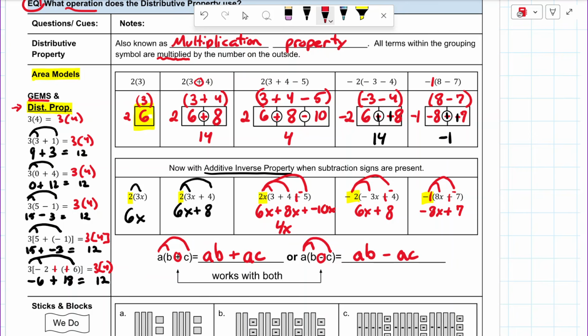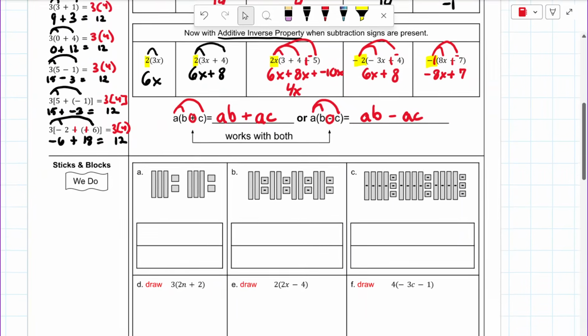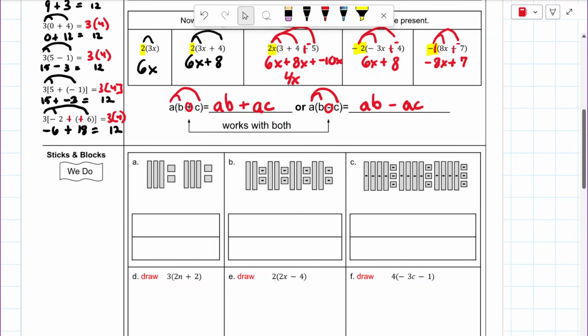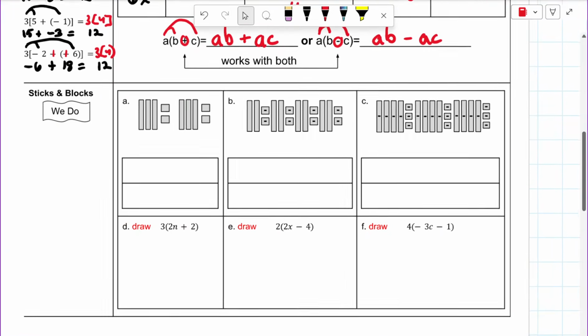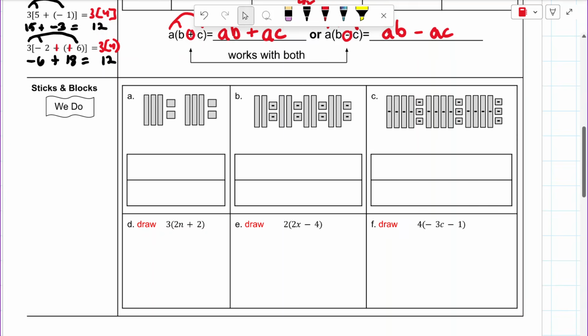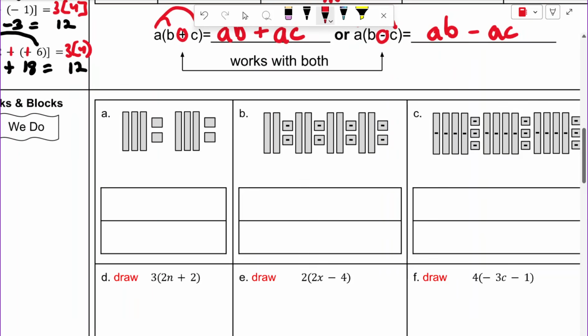Now let's go down here to the sticks and blocks. Now you can see past the sticks and blocks, we'll be getting into the next side of the notes. So let's make sure we really know what's happening here. Okay, in A, we have these vertical sticks, and then we have these blocks. Now there's no signs inside here, so we're going to assume they are positive sticks and blocks. Now if you'd like to put positive signs in here, you may. Positive, positive, positive, all the way across.